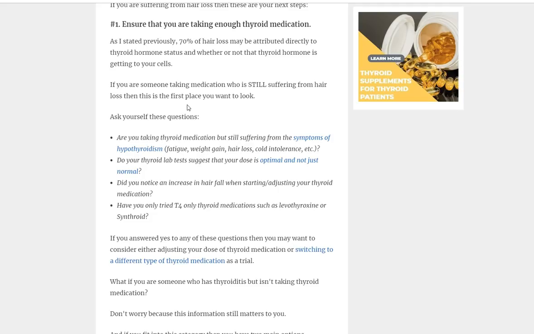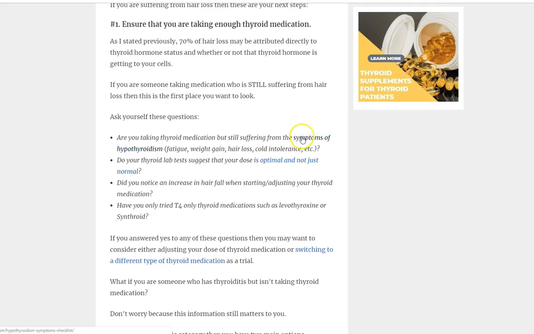So if you answered yes to any of these questions, then it's a good idea for you to take a serious look at your medication, at the dose that you're taking and the type of medication that you're taking. There's a lot of you listening here that if you just had that dose optimized, either by taking a little bit more or by switching medications or by potentially adding T3 to your regimen, that you could fix your hair fall and hair loss and incite hair growth just with that one change. So it's very important that you look.